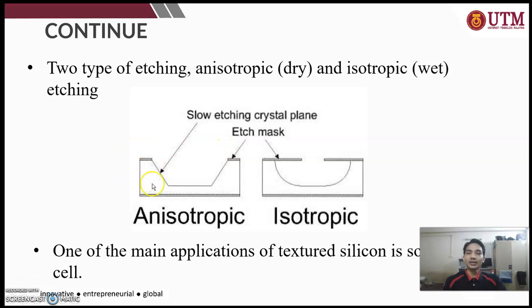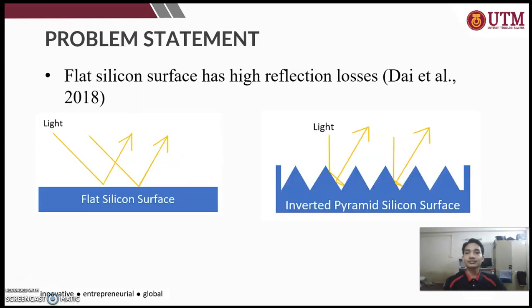With anisotropic etching, this is the silicon sample. The etching is a straight line, meanwhile the isotropic etching is a curved line. And one of the main applications of textured silicon is solar cell. This is because textured silicon has high light absorption that results in high efficiency of solar cell.